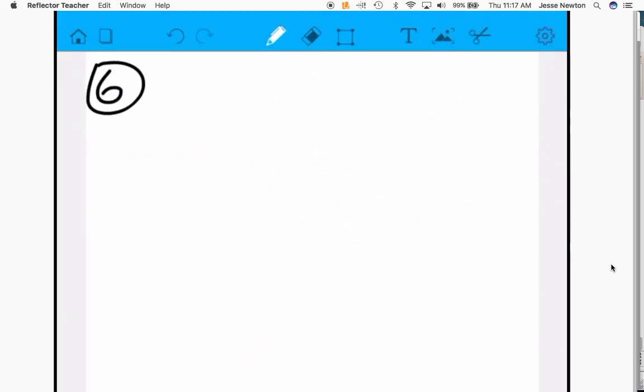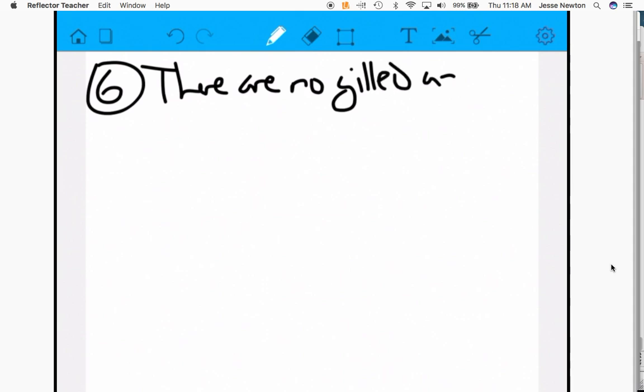There are no gilled animals. Well, the first thing we notice about this sentence is that the quantifier is not first. So we want to put the quantifier first.